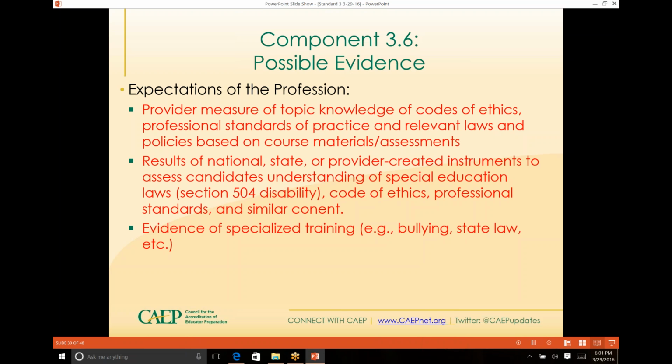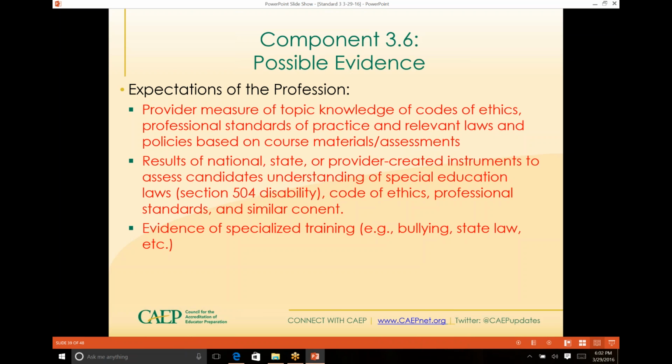So for example, I know New York State has a requirement that candidates, no matter what licensure area they're being prepared for, have an understanding of special education disabilities in this particular section 504. And there is a piece in one of their assessments that directly addresses this. So providing those subtest scores in this component would be a good thing.